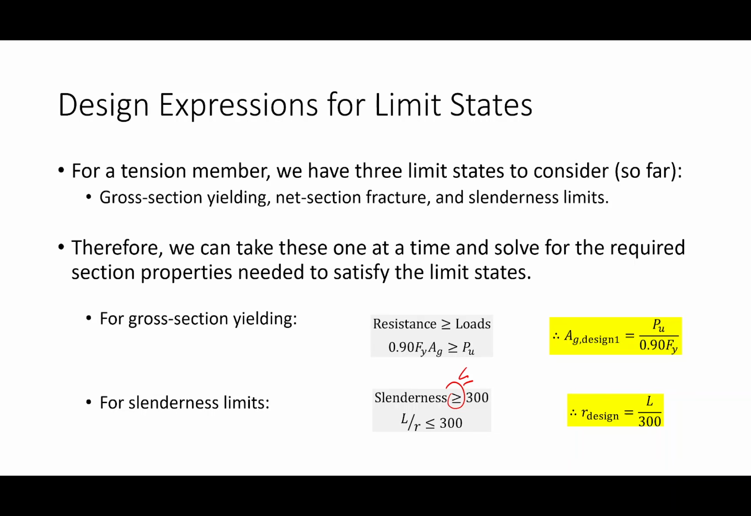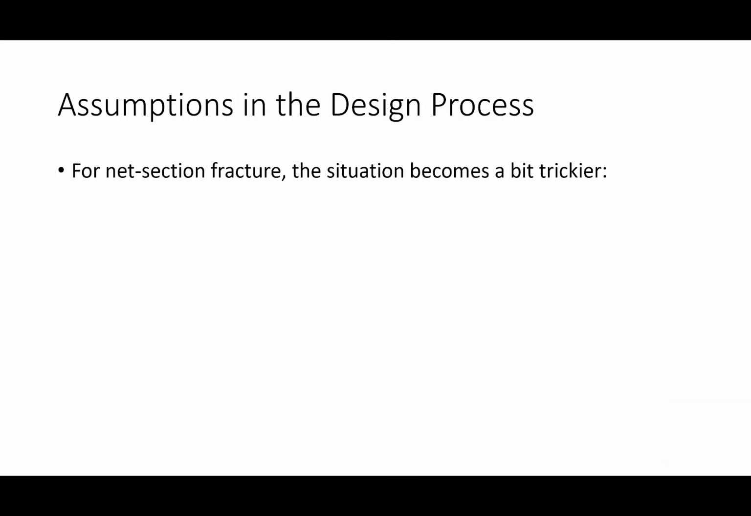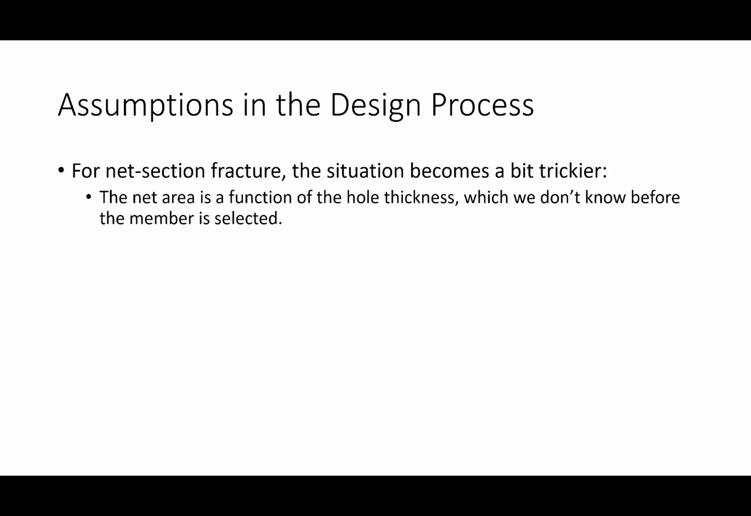Now, which limit state am I missing? I got gross section yielding, slenderness, what's missing? Net section fracture. So let's talk about net section fracture. That one becomes a little bit trickier, okay? Because our design expression is 0.75 Fu times the net area times U. Well, first off, there's a problem with the net area, because the net area is a function of the thickness and the hole, which we don't know if we're in design mode, right? We don't have any idea what the thickness of the plate is because we don't know what the plate is. We haven't picked it yet, okay?